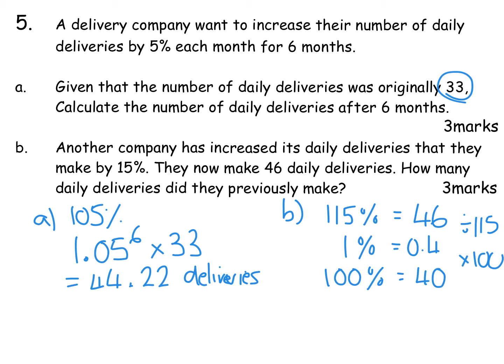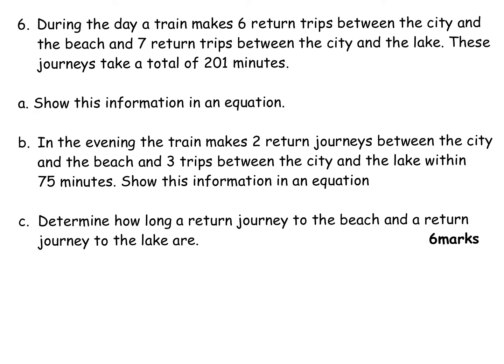So marking for this one, you get a mark for doing the 1.05, you get a mark for the power 6, and you get a mark for your answer for part A. On part B, you get a mark for this first line statement, you get a mark for your second line, and you get a mark for your third line. Okay, percentages are usually done really, really well, so it's good if you can do those ones.